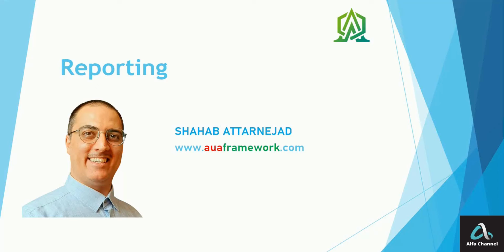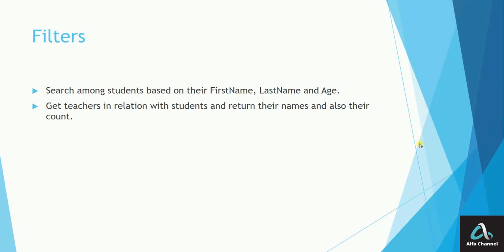This feature includes two kinds. The first one is operational reporting and the second one is the enterprise report. Well, the scenario is this. I want to search among students based on their first name, last name, and age. And also I want to get teachers which are in relation with students. And I also want to get their names and their count.